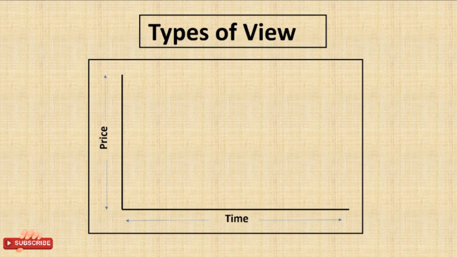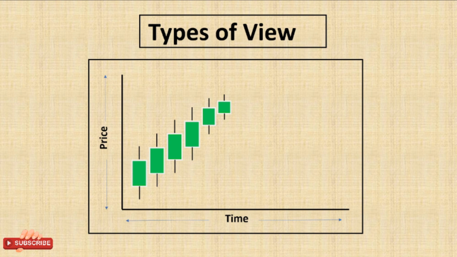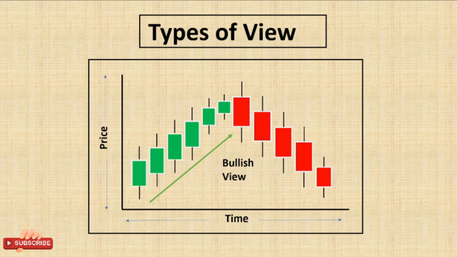Types of views. First of all, we'll understand the types of views. So if continuous bullish candles are being made, we'll say that it's a bullish view. At the opposite, if continuously bearish candles are being made, we can say that it is a bearish view. So these are the two types of views. Again, there is a third, that is the stagnant or sideways view. In sideways or stagnant views, the candles are in the same time frame.